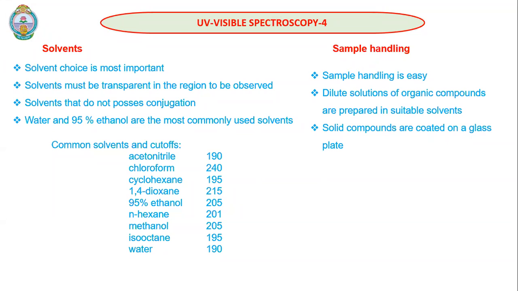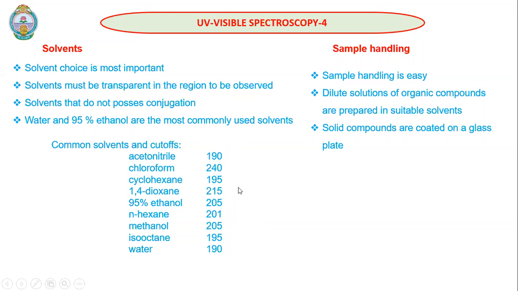Solvents which have conjugation or double bonds absorb light above 200 nanometers, so generally we avoid such solvents. That is why we always use water and 95% ethanol as solvents. Acetonitrile, cyclohexane, 95% ethanol, hexane, methanol, and water are best suited for collecting UV visible spectra.